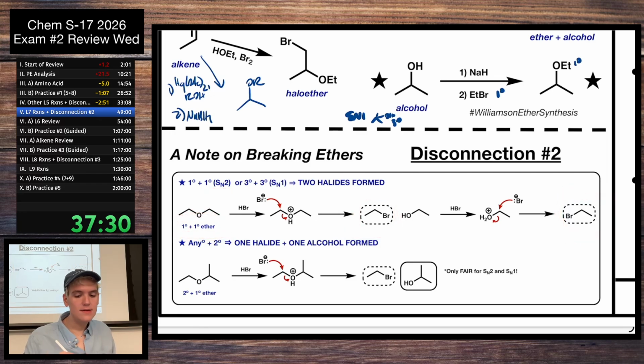If both sides were tertiary, then it would be the same kind of deal, but it would all be SN1. The leaving group would leave, then the bromine would attack the carbocation, and that would happen on both sides.